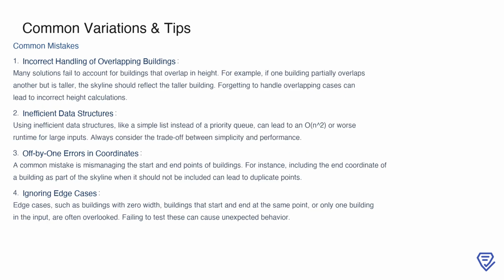When solving the Skyline problem, there are several common mistakes to watch out for. First, overlooking how to handle overlapping buildings can lead to incorrect results. For instance, if one building partially overlaps another but is taller, its height should dominate in the skyline. Failing to properly manage these overlaps could result in inaccurate height calculations.